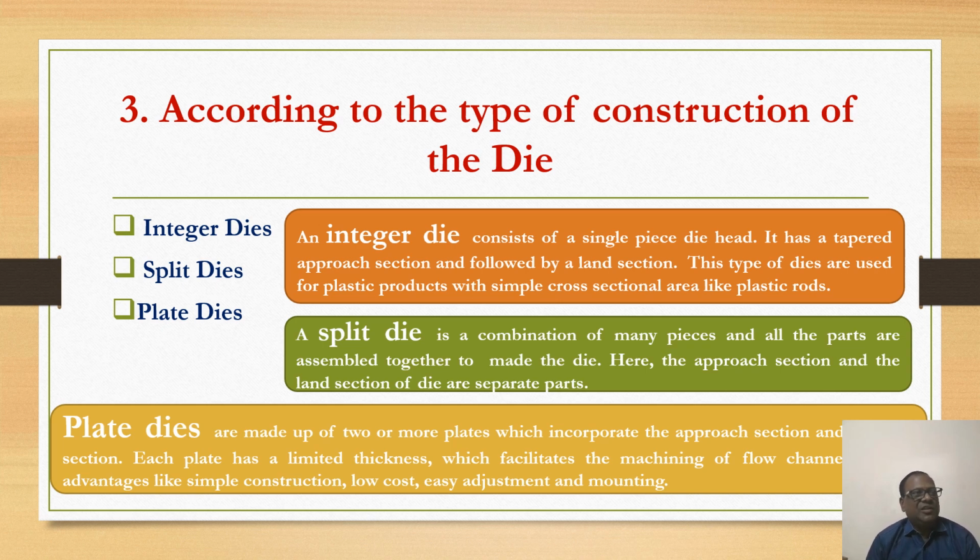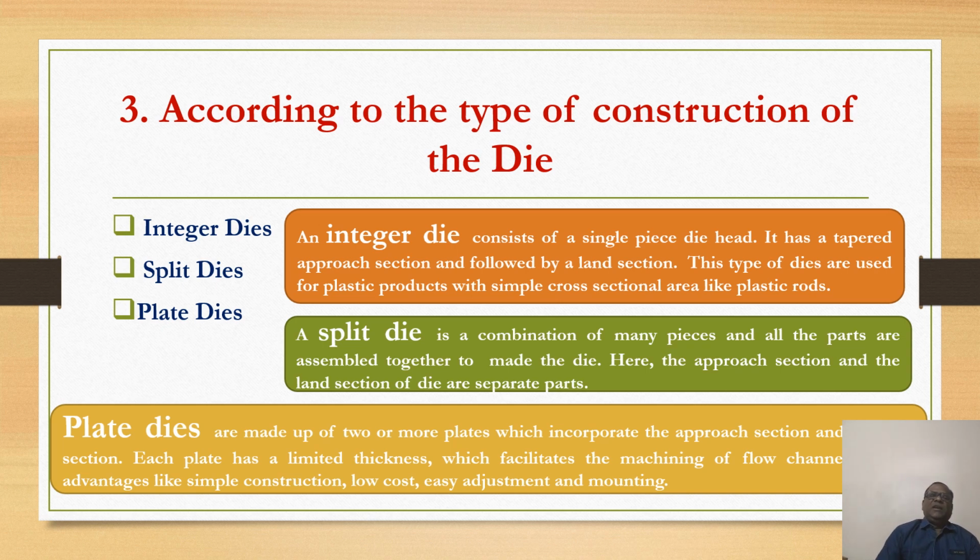it is not possible to change any portion of the thing. That means in that case, you have to change the whole thing, because that whole die consists of a single piece of metal. That means the land section as well as your approach section, both together, are not separate pieces. They form a single one. And many times people make this by a casting process as a single piece.